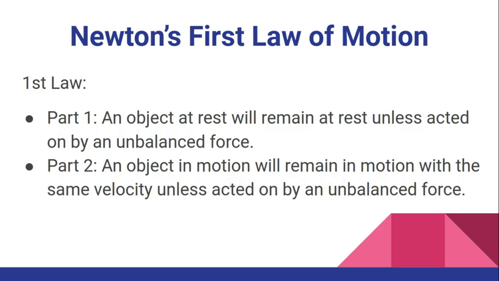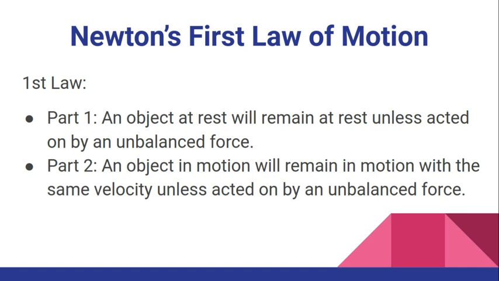Newton's first law of motion, which some people call the law of inertia, and we'll discuss why that is later on in this video, has essentially two parts to it. The first part states that an object at rest will remain at rest unless it's acted on by an unbalanced force. The second part states that an object in motion will remain in motion with the same velocity unless it's acted on by an unbalanced force.